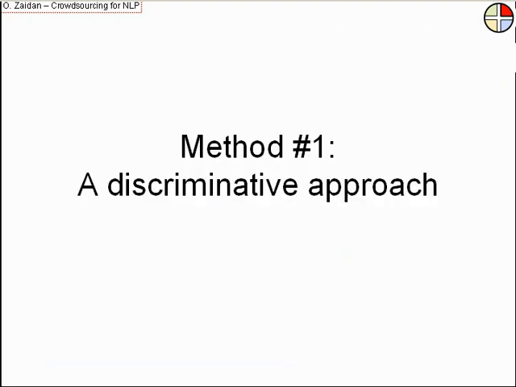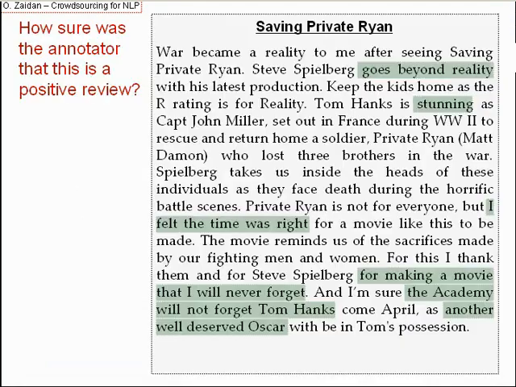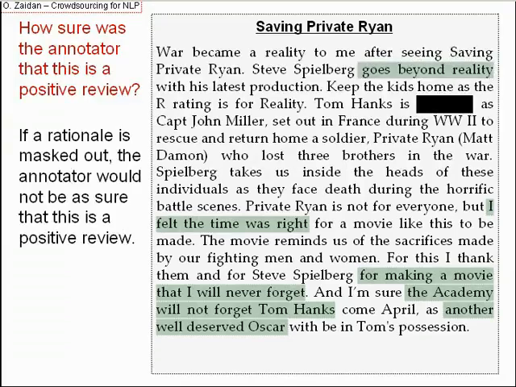So let's talk about the first method, which is a discriminative method. Let's look at this review again, and let's look at these rationales. Let me ask you this. How sure was the annotator that this is a positive review? Well, they were fairly sure because they highlighted a bunch of those segments. And if you take out one of these segments, they will probably be a bit less sure about their classification.